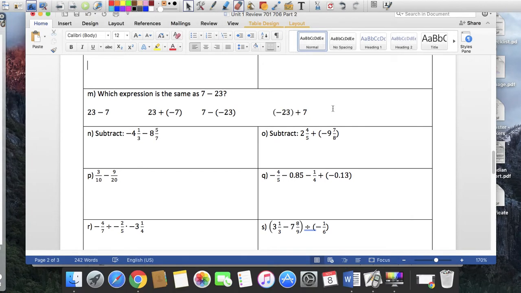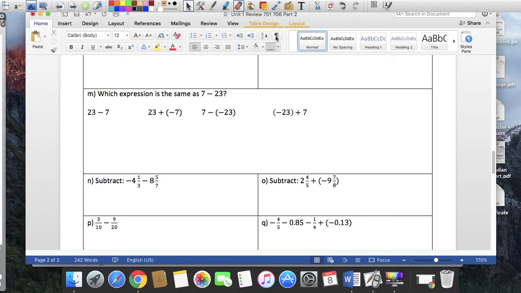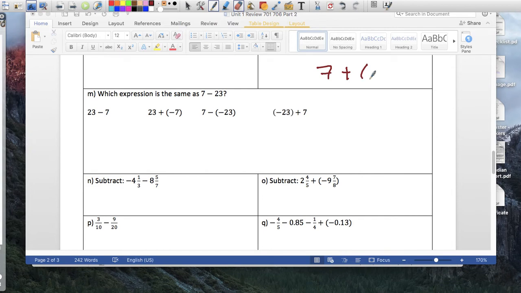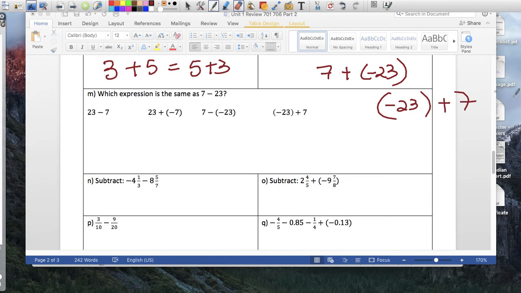Which expression is the same? Careful here. So there's some positives over here, some plus. So let me change that to an addition problem. Remember that addition has the commutative property of addition that says if I get 3 plus 5, isn't that the same thing as 5 plus 3? So 7 plus -23 can also be written as -23 plus 7. That's another way of looking at it. So which of these four expressions also means 7 minus 23?